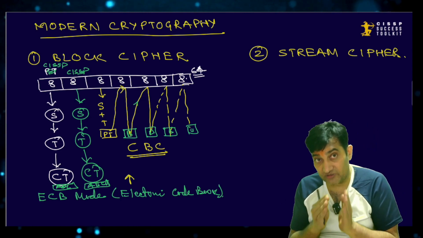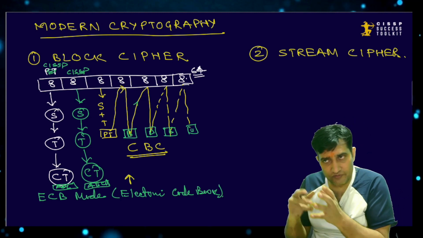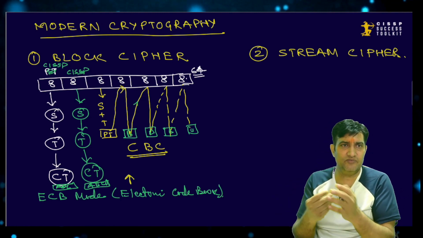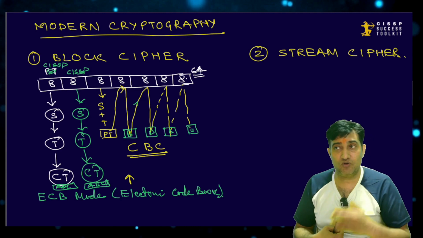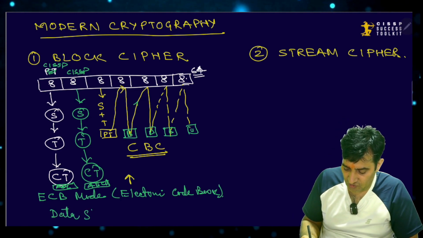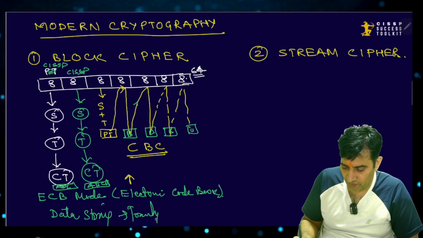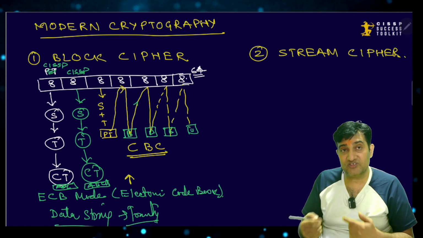Now we understood block cipher. Let's get on to stream cipher. But before we do, let's see where we use block cipher. Block cipher is mostly used for data. Whenever you are storing data, whenever you are transmitting data, we use block cipher on both sides.